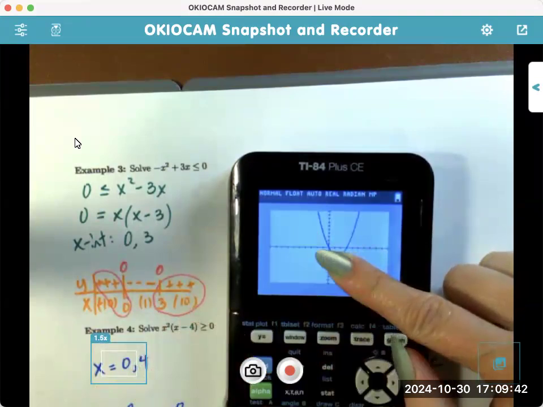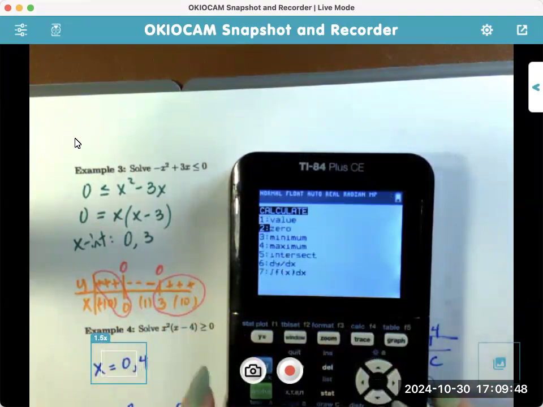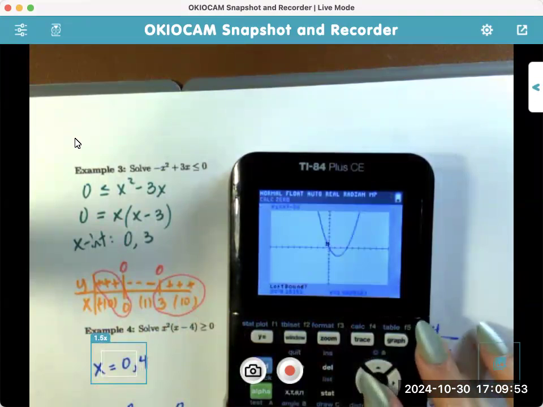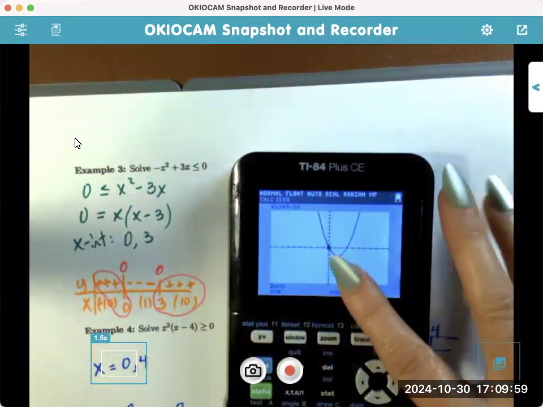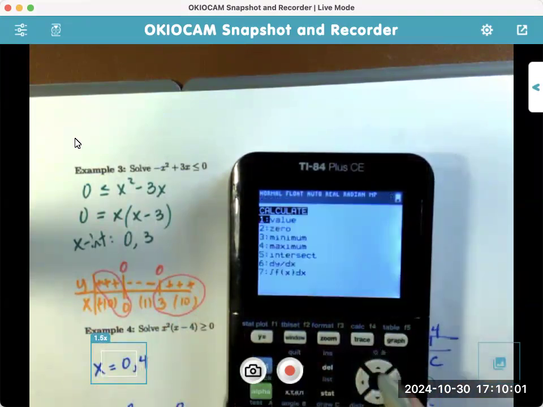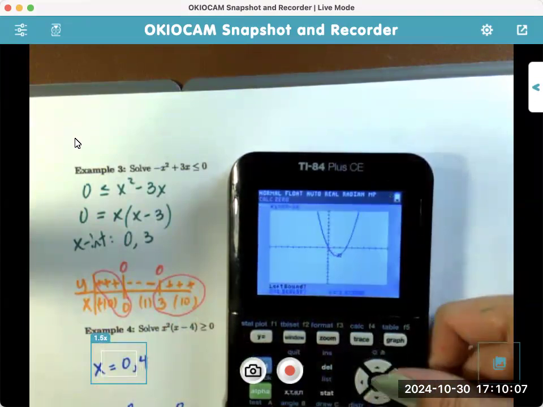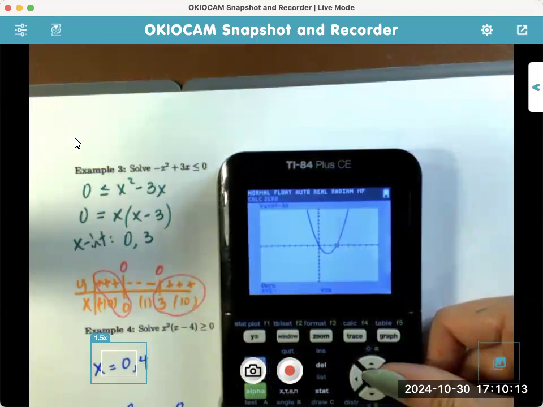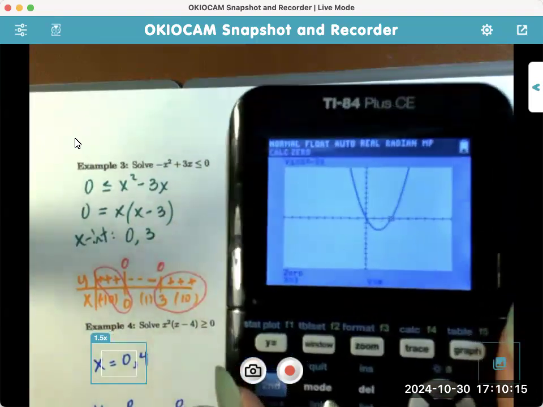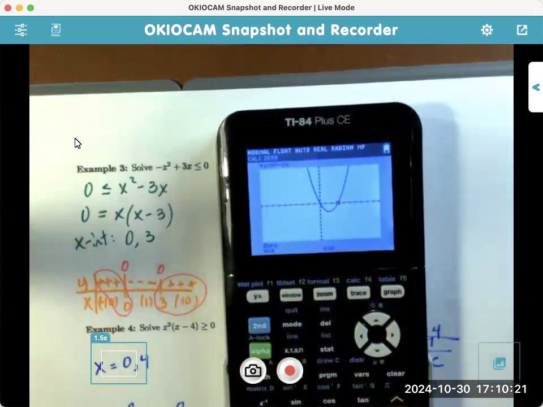If you want to do it graphically, go crazy. Say you're not sure what the zeros are: you go second, calc, 0, because that's what the x-intercept is called, a zero. Move your cursor to the left bound, enter, move your cursor to the right bound, enter, enter, and it's 0. For the other one, second calc, 2 for 0, left bound, enter, right bound, enter, enter, and there, look, 3. If you want to do it this way, by all means.